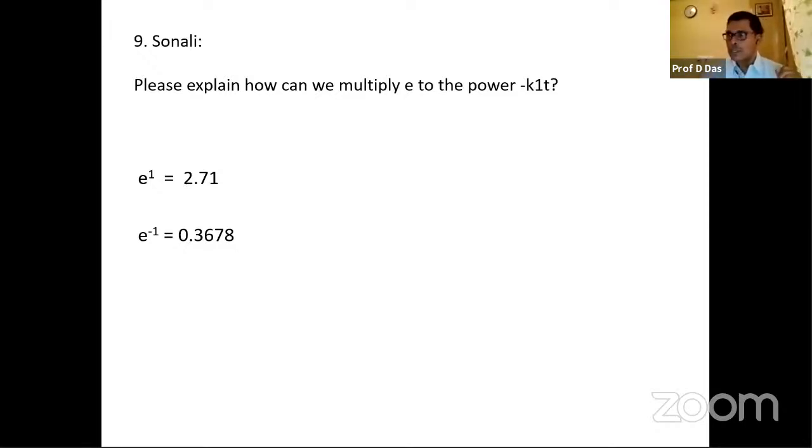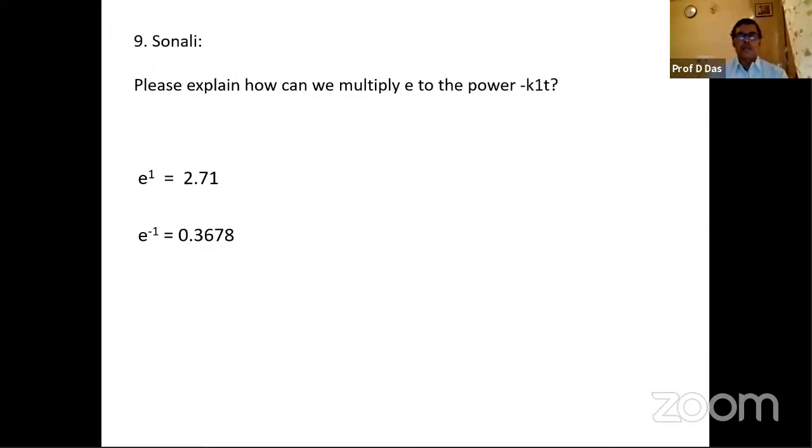K1 is the rate constant and T is the time of reaction. Am I right? So that we can have some kind of value, that is a plus or minus value. At the bottom I have written here, you can see, if the value is e to the power 1, this is plus 1, then that is equal to 2.71. And if the e value is minus 1, it is 0.3678. Any scientific calculator has an e value, so you can easily calculate it.